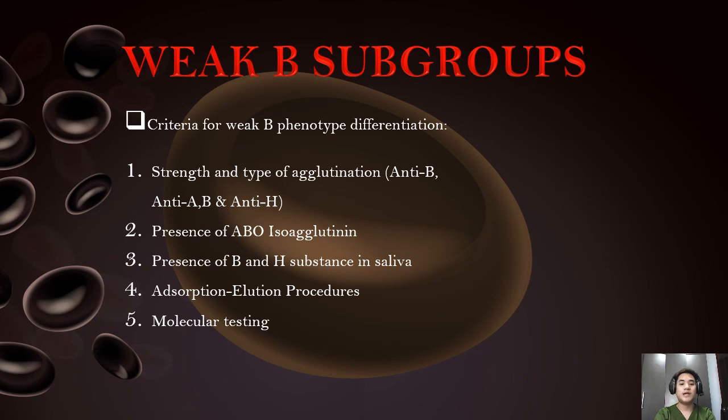Similar to your weak A subgroups, your weak B subgroups can also be differentiated and investigated via these following techniques or procedures. Testing the strength and the type of agglutination with anti-B, anti-AB, and anti-H in the forward grouping, the presence of ABO isoagglutinin or your ABO antibodies with the use of your reverse typing, and the soluble substances produced in the saliva, which also determines if they are secretors or non-secretors, and lastly, your molecular studies.